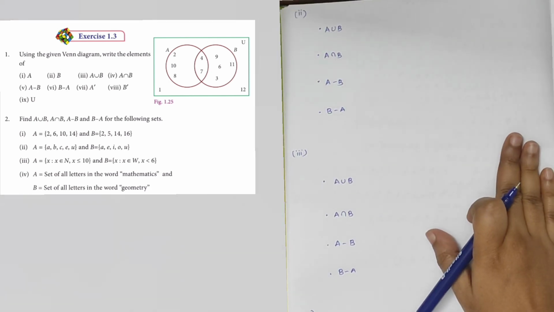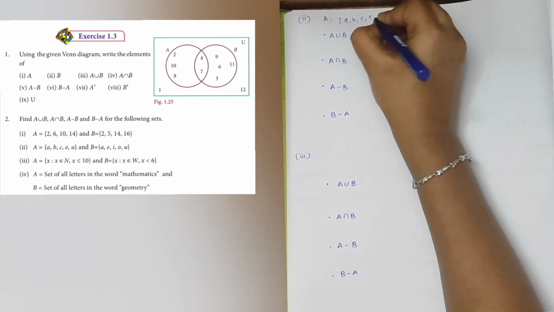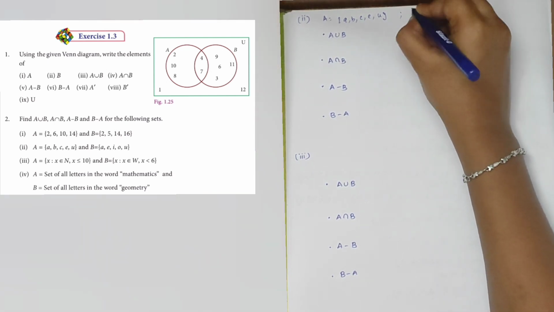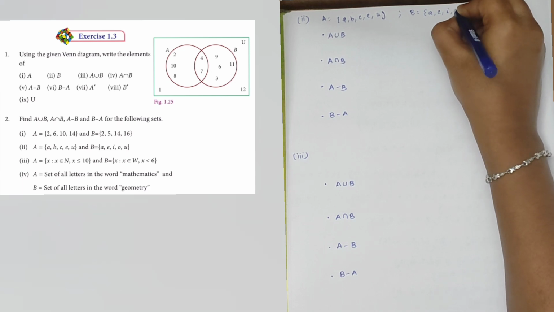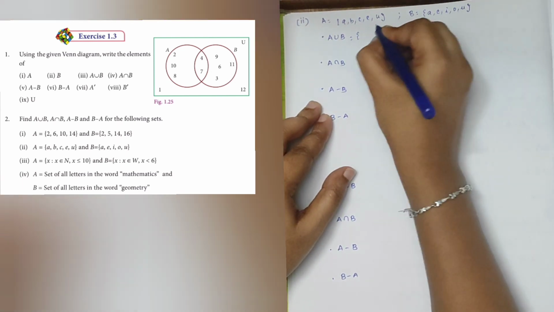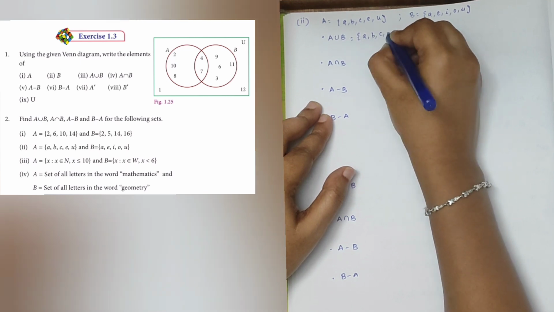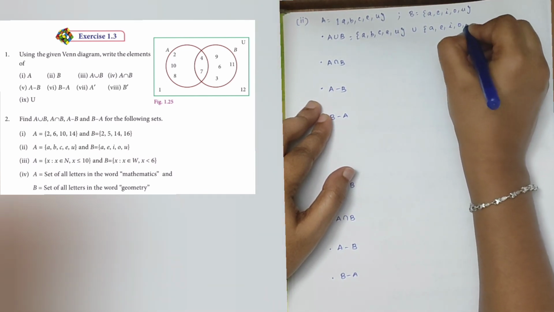Now look at the second question. A is equal to {A, B, C, E, U} and B is equal to {A, E, I, O, U}. Now we have to do it for A union B. List out the elements. {A, B, C, E, U} union {A, E, I, O, U}.